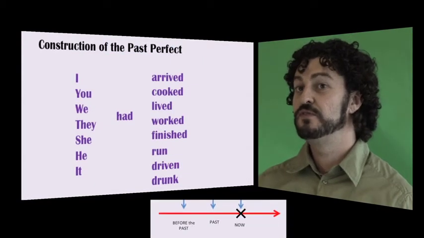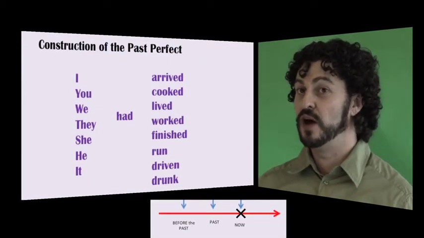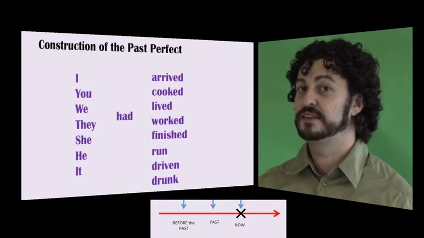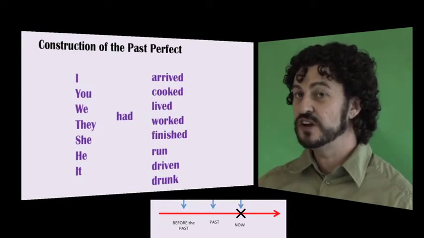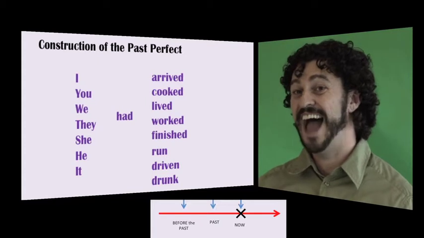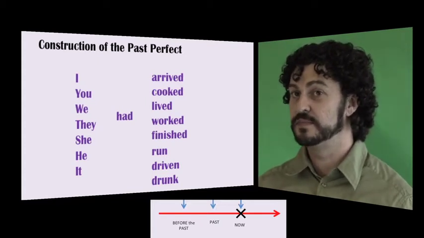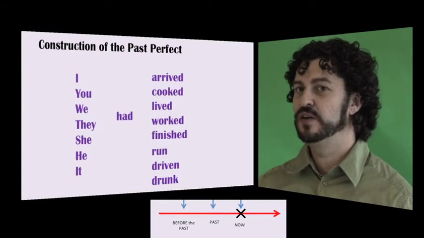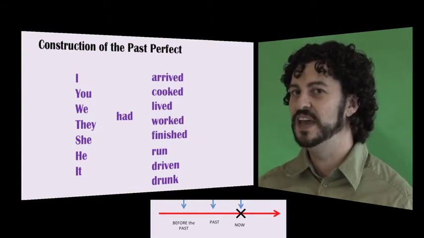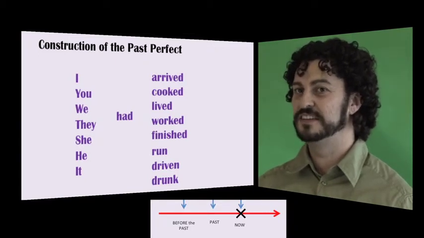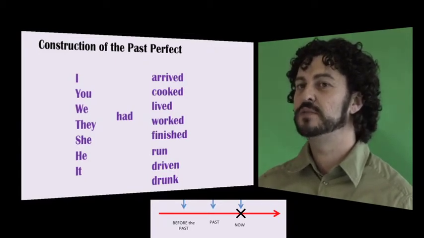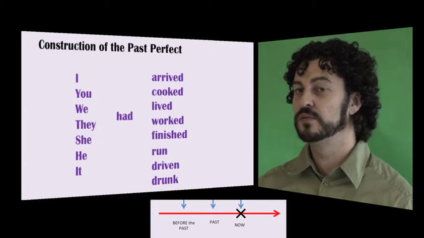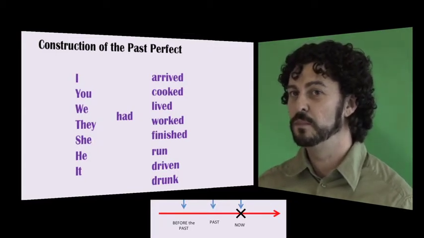So, before I give you some examples of the past perfect, how do we make it? The construction of the past perfect uses the had plus the past participle. We always use had. It doesn't matter if we use I or you or we or they or she or he or it. It's always had. And then we follow it by the past participle, sometimes called the third form.